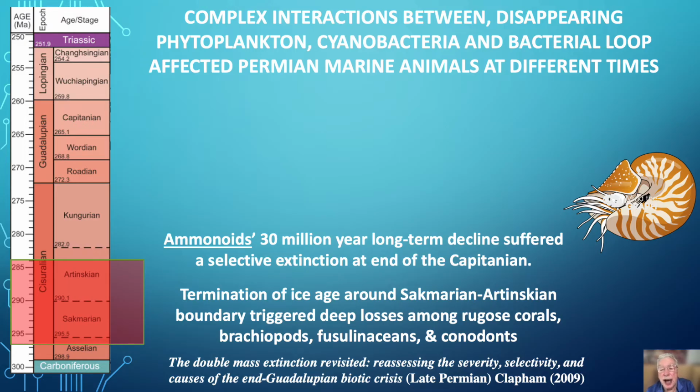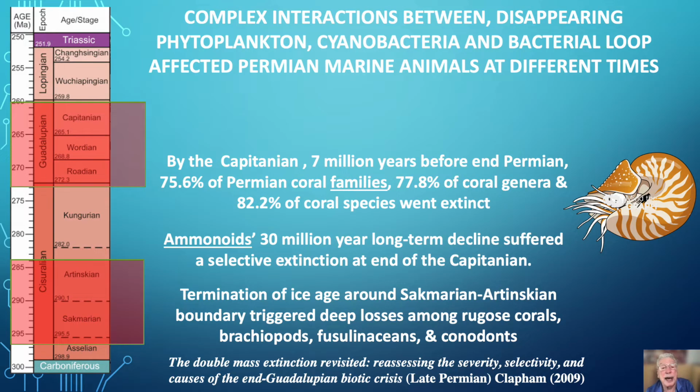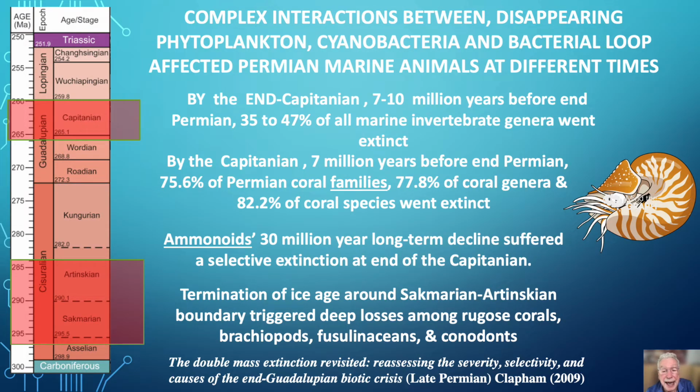Ammonoids had been declining for the Permian's first 30 million years, with many going extinct 17 million years before the end Permian extinction. By the Capetanian stage, 75% of the Permian coral families became extinct, as well as 82% of coral species. By the end Capetanian stage, 7 to 10 million years before the end Permian, 35 to 47% of all marine invertebrate genera had gone extinct.